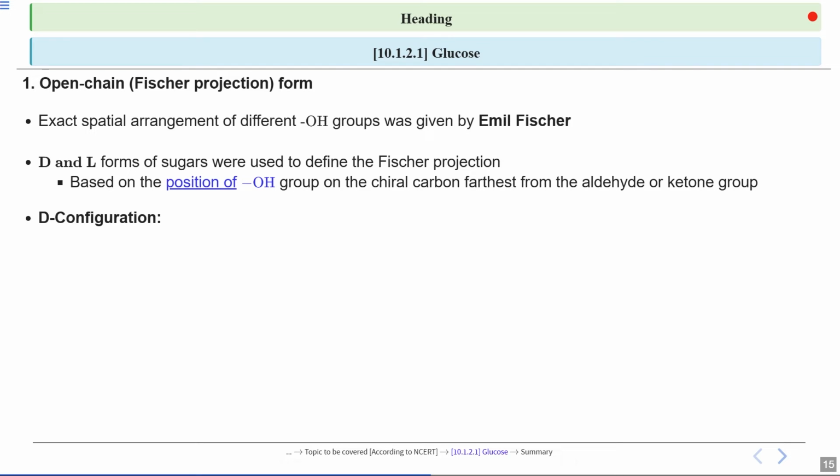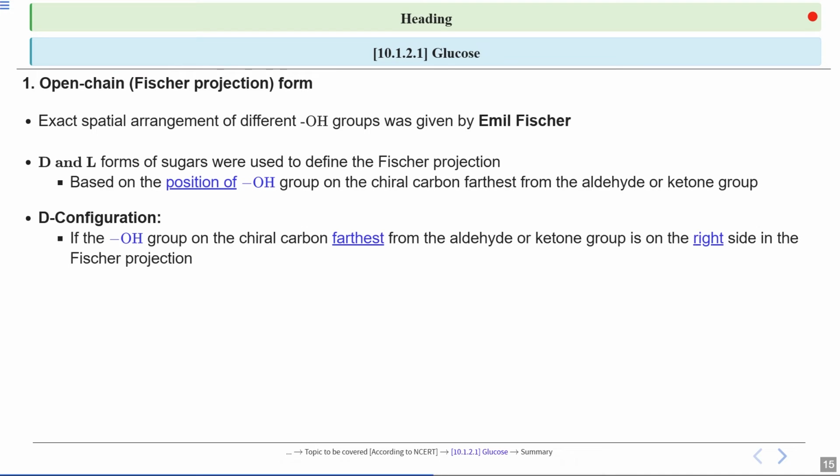Now, first we will talk about the D configuration. The OH group on the chiral carbon farthest from the aldehyde or ketone group is on the right side in the Fischer projection. So the important thing is that the OH group is on the right side. When the OH group is on the right, the sugar is in the D form. This is a standard convention in chemistry.